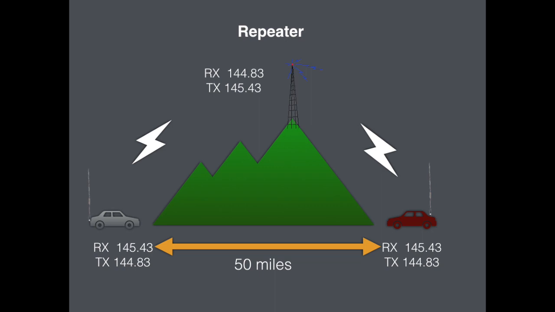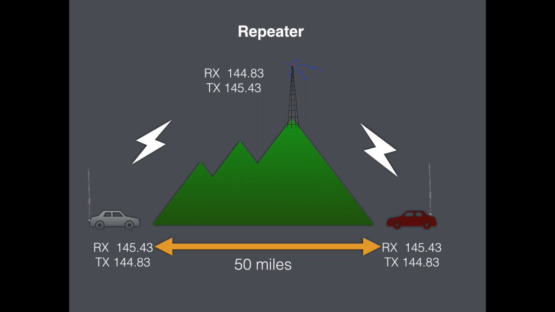So the way that this works is, say that the vehicle on the left wants to talk to the vehicle on the right, and they're 50 miles apart. And there's a mountain in the way. But fortunately, on the top of the mountain, there's a repeater. So the tower is within line of sight of both vehicles.